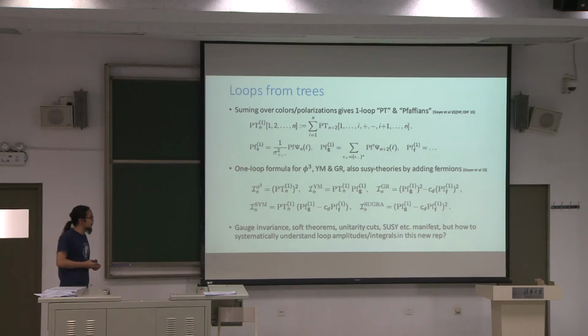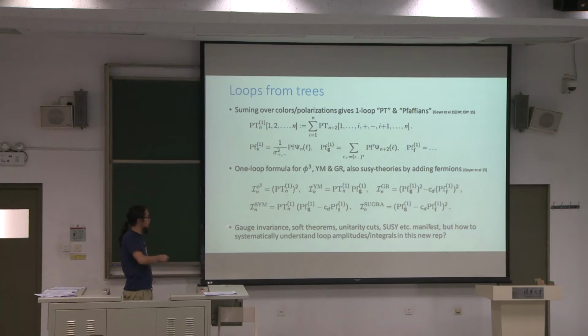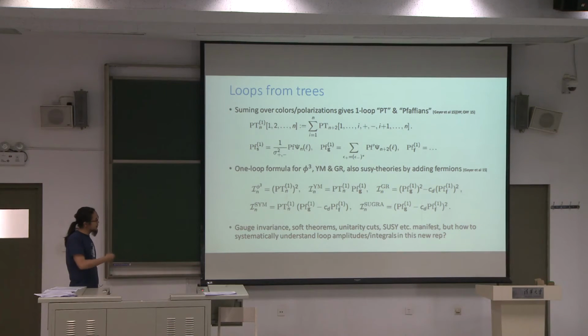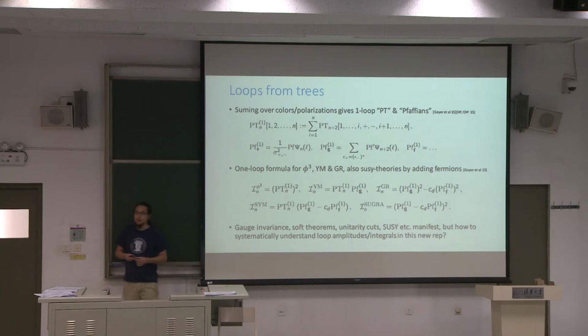Also, these properties are actually quite manifest. You can see why one-loop integrands are gauge invariant, satisfy correct soft theorems, and unitarity cuts are just like the factorization of tree-level amplitudes. You can easily see them from a factorization property of your one-loop scattering equation, and supersymmetry and so on. But there's still some issue that bothers me, at least: this gives you a non-standard integral representation, and how to perform loop integrals in this representation is an open question.